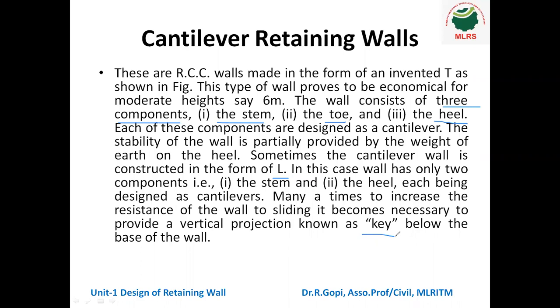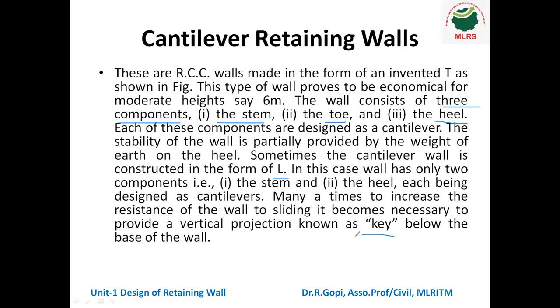See, there are three important types of stability checks. One is overturning, another one is sliding, and the third one is bearing. The retaining wall should be safe in all these three conditions. Otherwise, the retaining wall will fail in any one or two of these stability conditions. Sliding is nothing but movement from the initial place to another place. Due to the earth fill and the lateral pressure, the retaining wall will slide from its initial position to a second position.